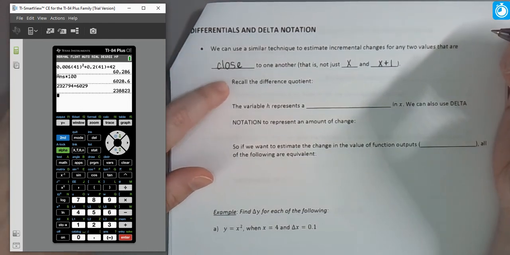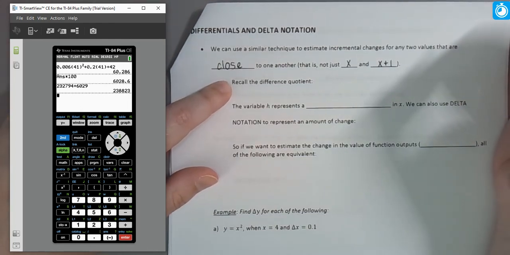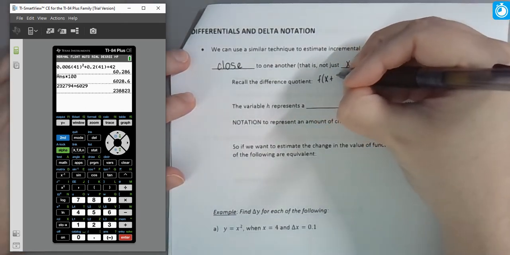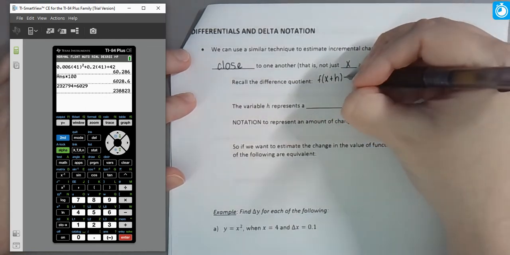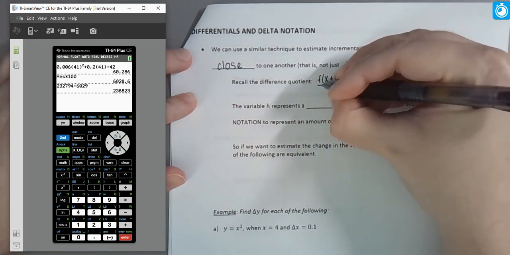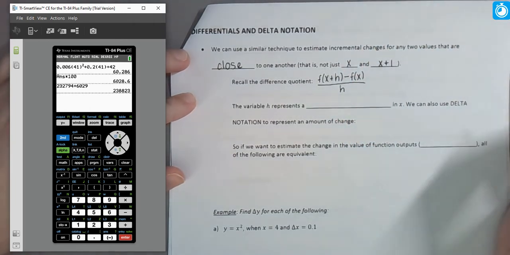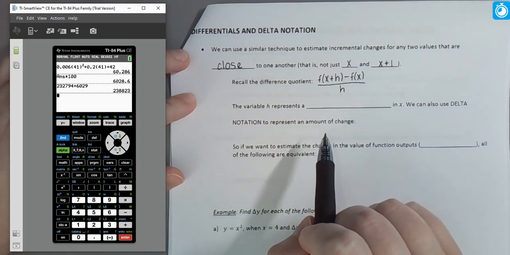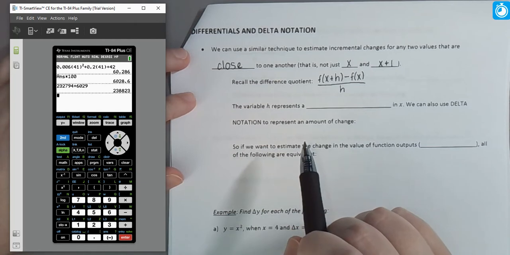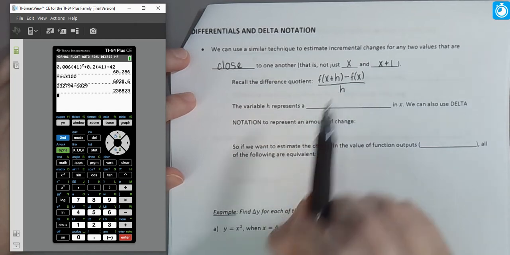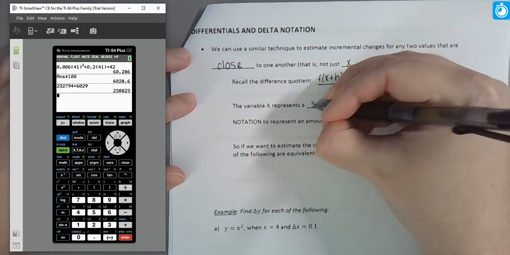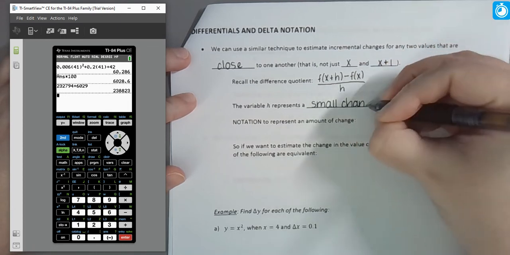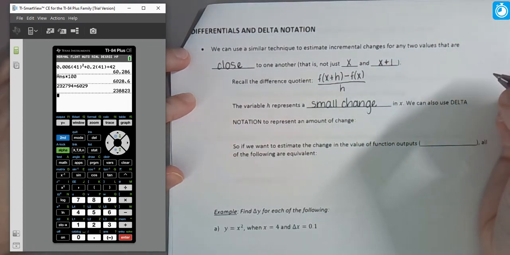So I want you to recall the difference quotient, which we used when we originally defined the derivative. So the difference quotient, if we're talking about a function f, is defined as f of x plus h minus f of x divided by h. So the variable h was new. The variable h resulted from us changing notation. Rather than talking about x1 and x2, we talked about h, where h represents a small change in x. It represents just a small change to take us from one x value to another.